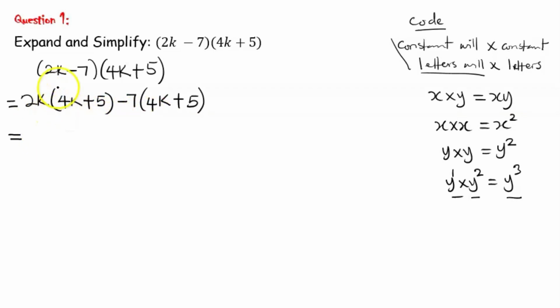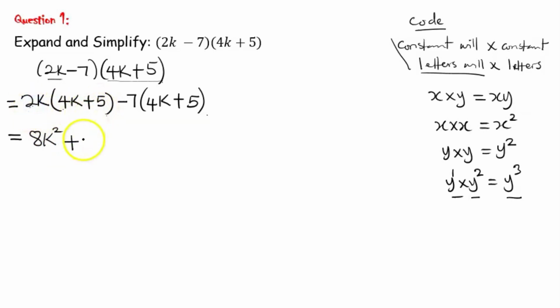Alright, so how do I do this? You see, this 2k is going to multiply everything inside this bracket. That's what I've expressed here. Then this negative 7 is also going to multiply everything inside this bracket, and that's what I've expressed here also. Alright, so the next thing I will do now is to start multiplying. So constant multiplies constant, letter multiplies letter. So this is going to be 2 times 4, that's going to give me 8. k times k, that will give me k squared.